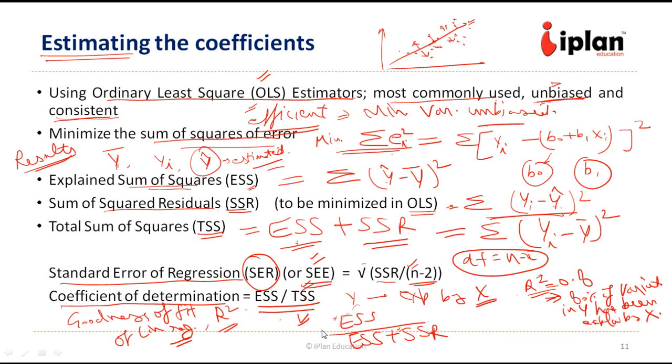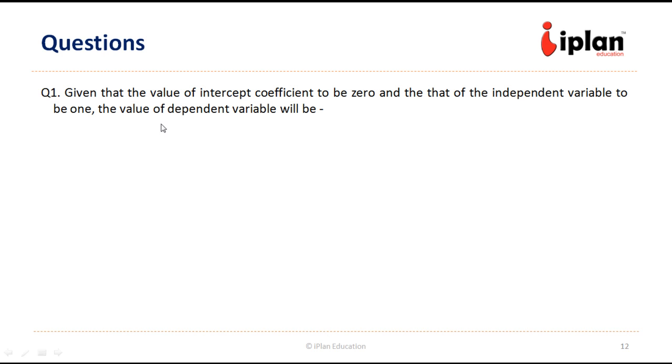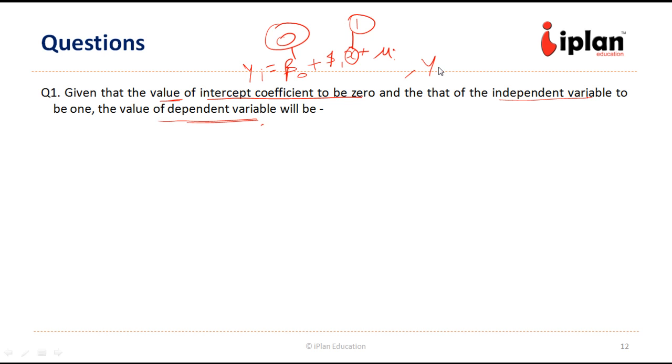So these were the basics of linear regression with one single regressor. Let us take a few questions here. Question number 1 says, given that the value of intercept coefficient to be 0. So let us write the equation first. Say yi is equal to beta naught plus beta 1 x plus error term. So this is given to be 0 and that of independent variable to be 1. So independent variable is x, the value is 1. The value of dependent variable is going to be, so clearly yi is going to be equal to beta 1 plus if there is any random error.